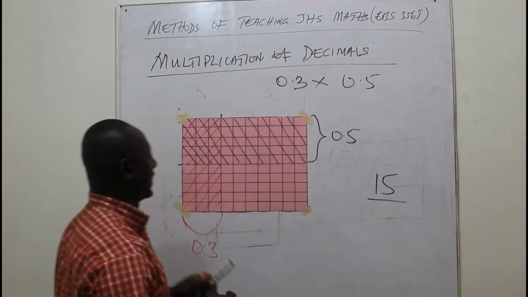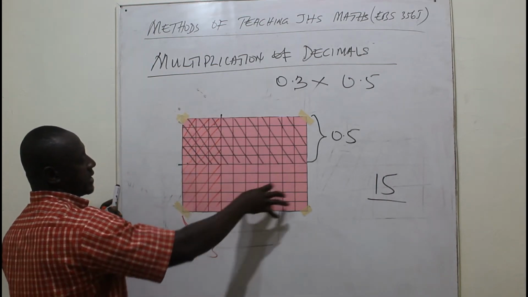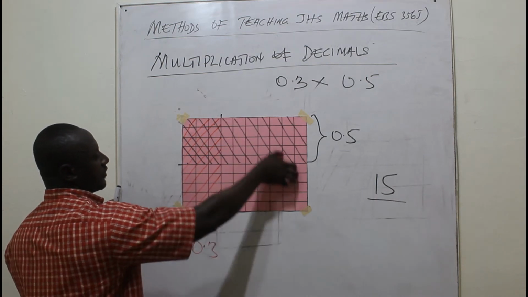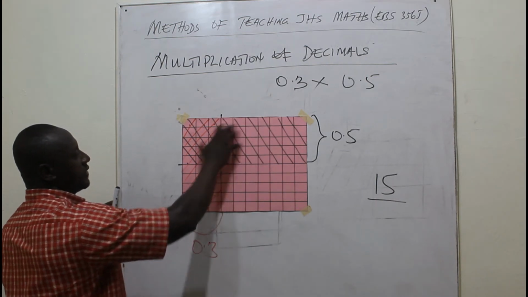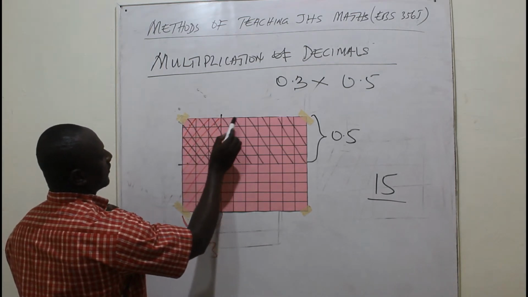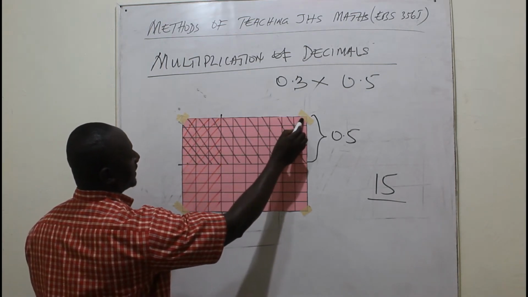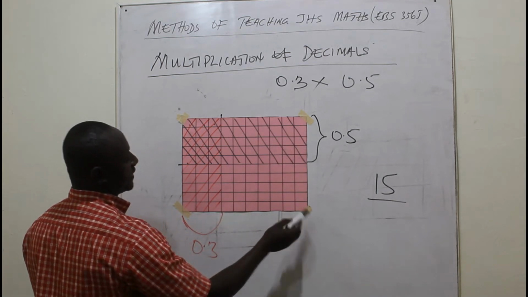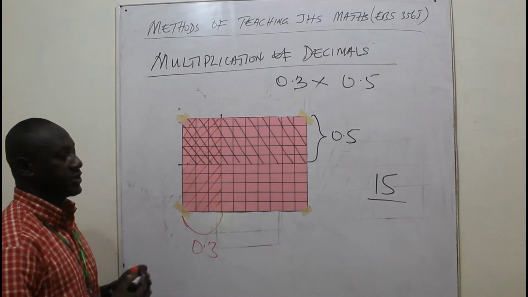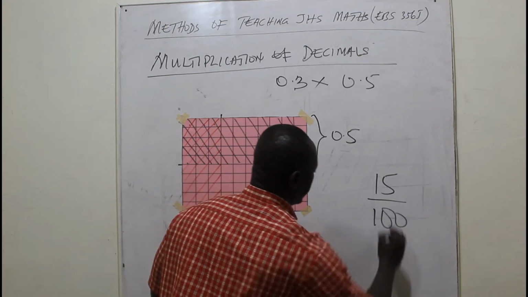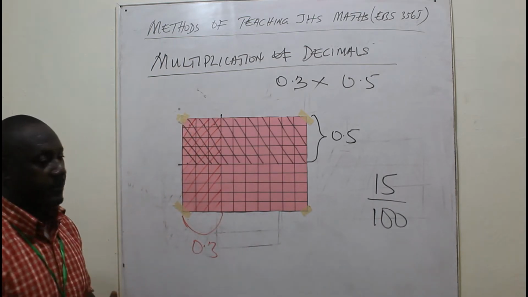Divided by how many regions are involved in all? How many regions are involved in all? So we count 1, 2, 3, 4, 5, 6, 7, 8, 9, 10. 1, 2, 3, 4, 5, 6, 7, 8, 9, 10. So 10 multiplied by 10 is going to give you 100. Therefore, it's going to give us 15 divided by 100.